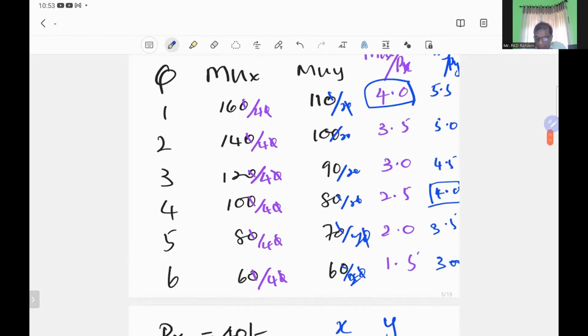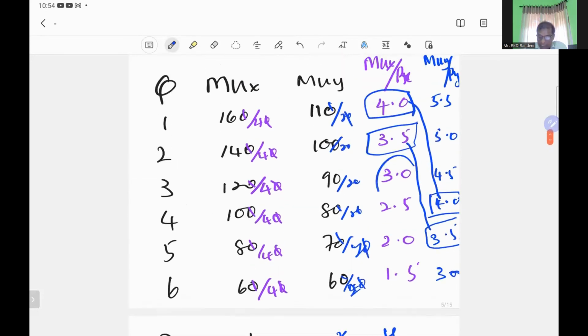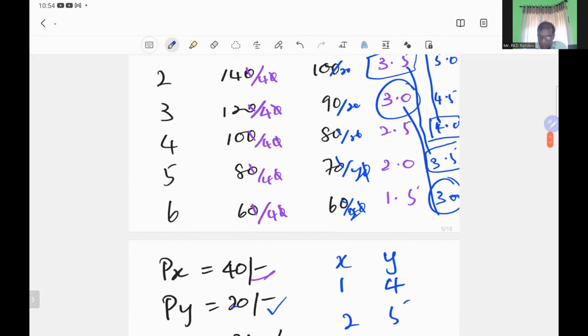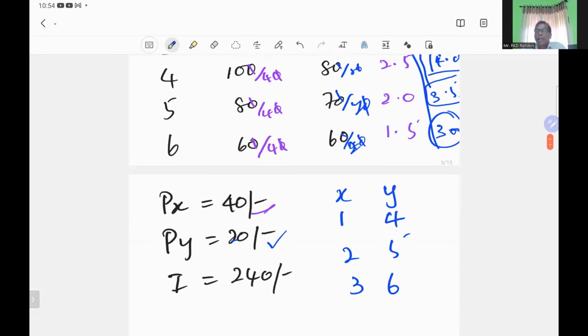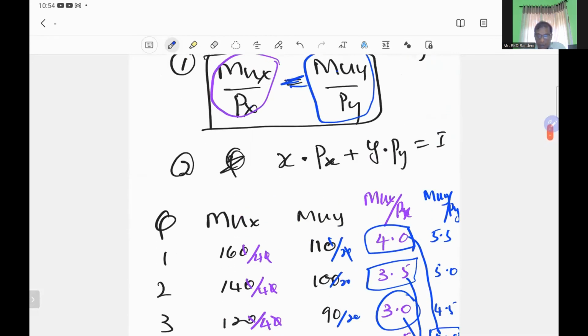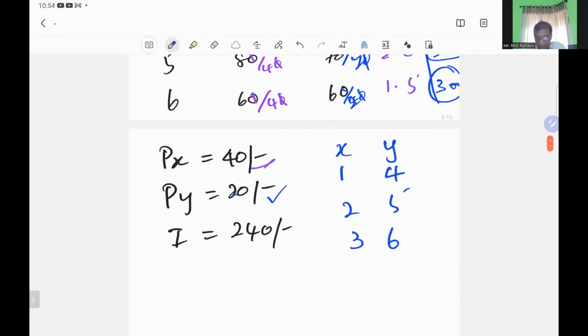Likewise, you can tally the other equilibrium points: 3.5 here and 3.5 here. You can tally another bundle here. Here X means 2, and 5 from Y. Then here 3 from X, 6 from Y. Then there are three commodity bundles you can identify according to the first condition. Now there are three bundles.